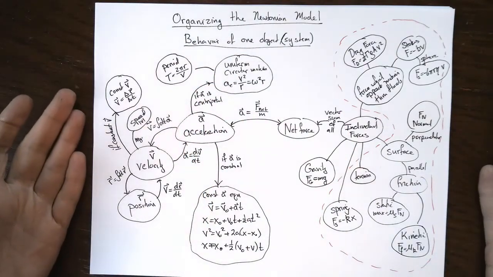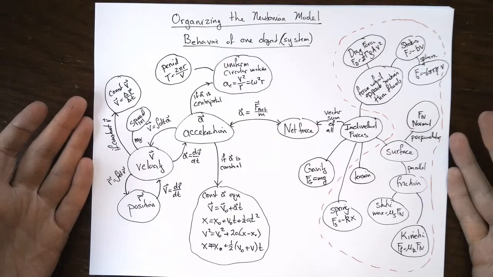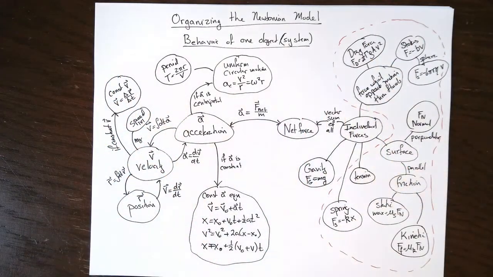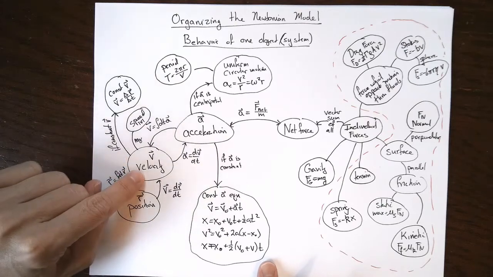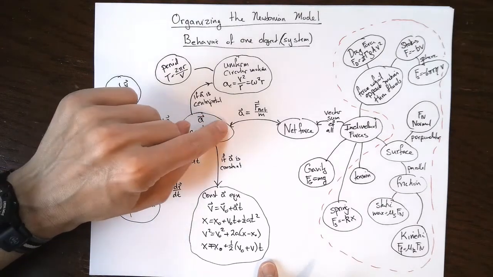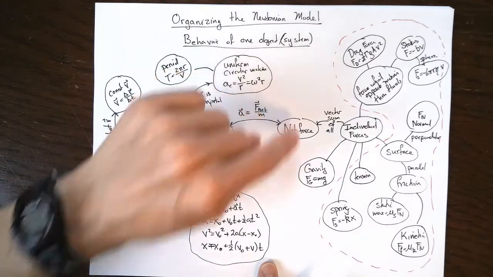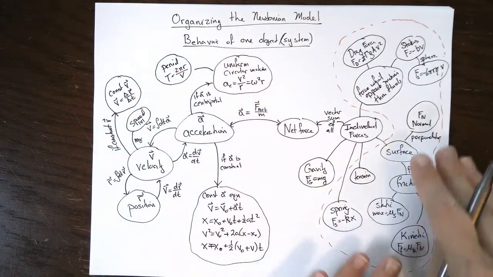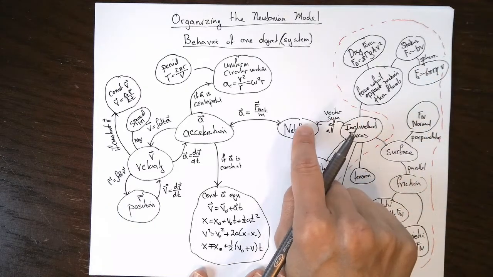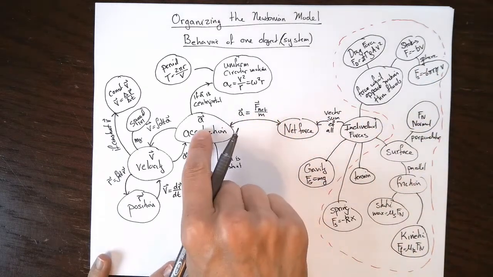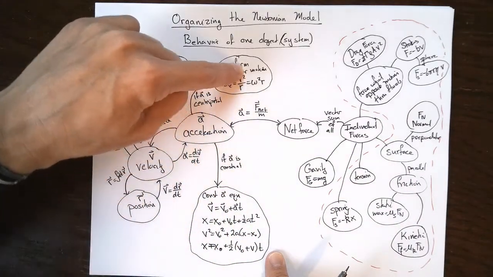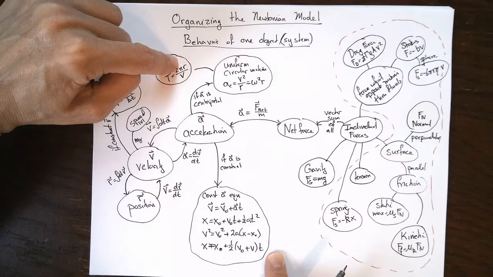So here are the things that we've learned about a single object. You can start anywhere on this map and get to anywhere else on this map by just following the little arrows. So if you've got velocity, you can take the derivative, get to acceleration. You can then figure out the net force. Or you can start over here with different individual forces, add up all the forces on an object in the vector sum, get the net force, get to acceleration, say, oh, I happen to have centripetal acceleration, so I'm in uniform circular motion. I can use these equations.